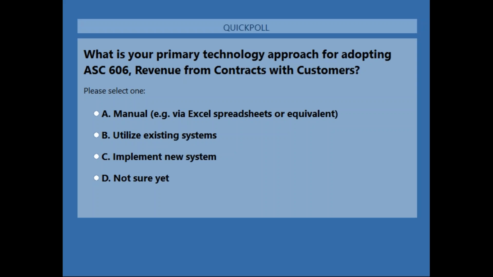The first question is, what is your primary technology approach for adopting 606? A, is it manual with spreadsheets or equivalent? B, utilize your existing system? C, implement a new system, or you're not quite yet sure? We'll give you a few moments to answer the poll, and we'll tabulate the results.